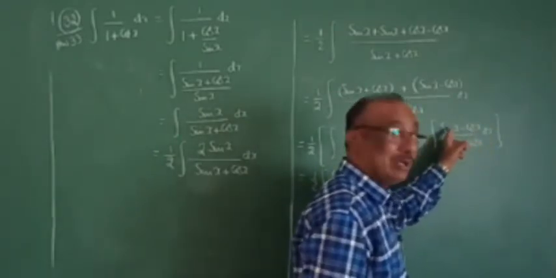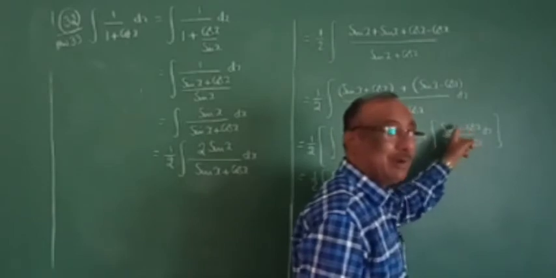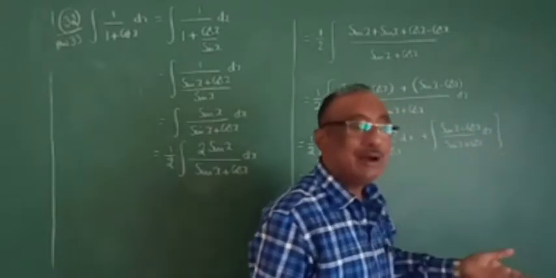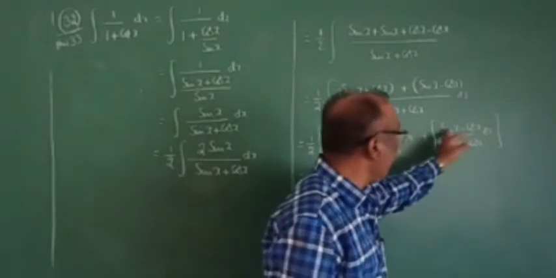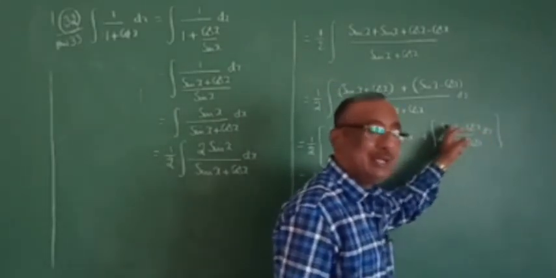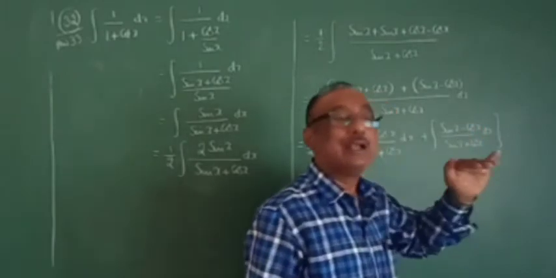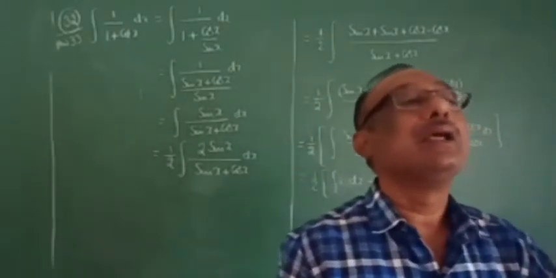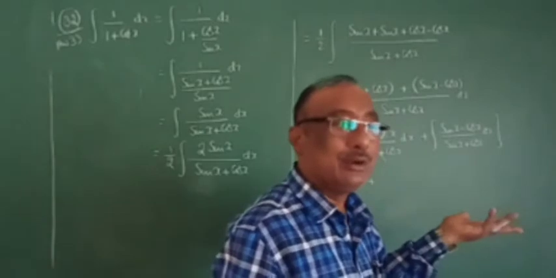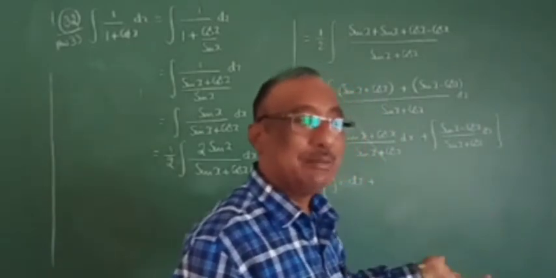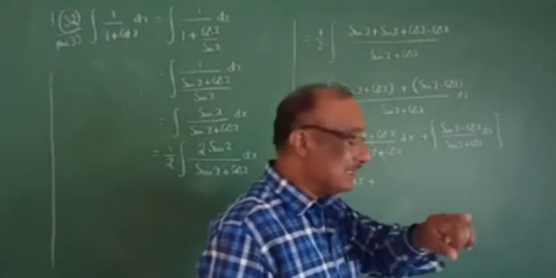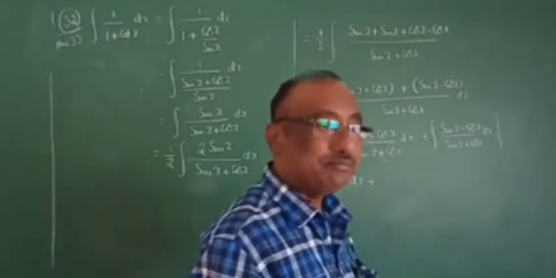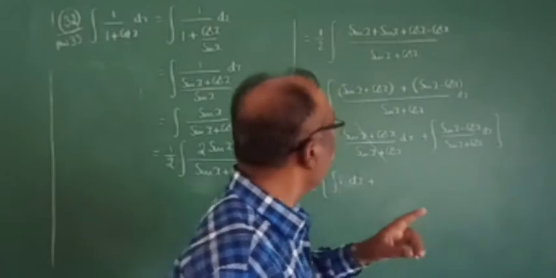cos x derivative is minus sin x. Take minus common, then the denominator derivative is the numerator. Immediately let it be t. The problem is completed. This is an important problem, so everyone observe.